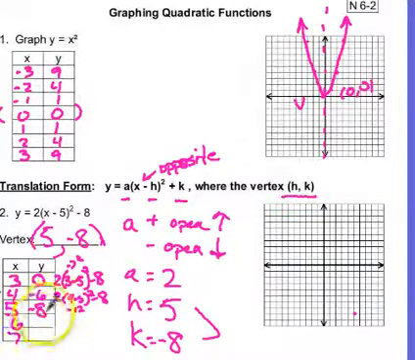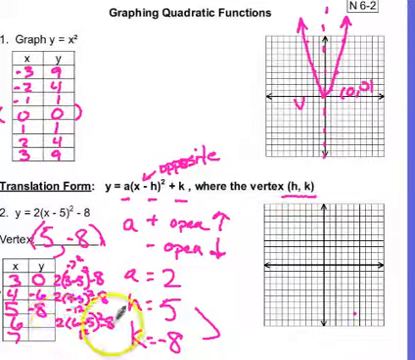Now, I already know that the vertex is 5, -8. So if I plug in 6, I really don't need to, and we'll show why in a minute, but I'm going to do it just so you see it works. 6 minus 5 squared minus 8, I'm just plugging it in. 6 minus 5 is 1. 1 squared is 1, times 2 is 2. 2 minus 8 is -6.